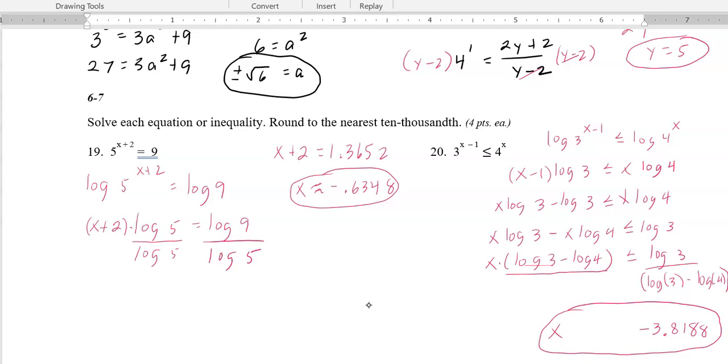And I just want to point out something that is easy to miss on these problems. If you notice, we're dividing by log 3 minus log 4. Well, if you didn't have logs involved, you would have 3 minus 4, which would be negative 1. Well, log 3 minus log 4 is also going to be a negative number.